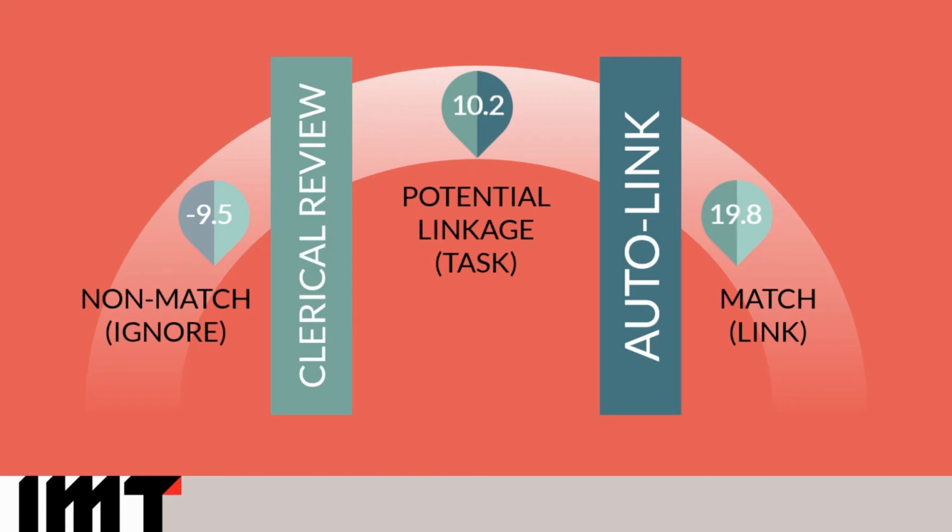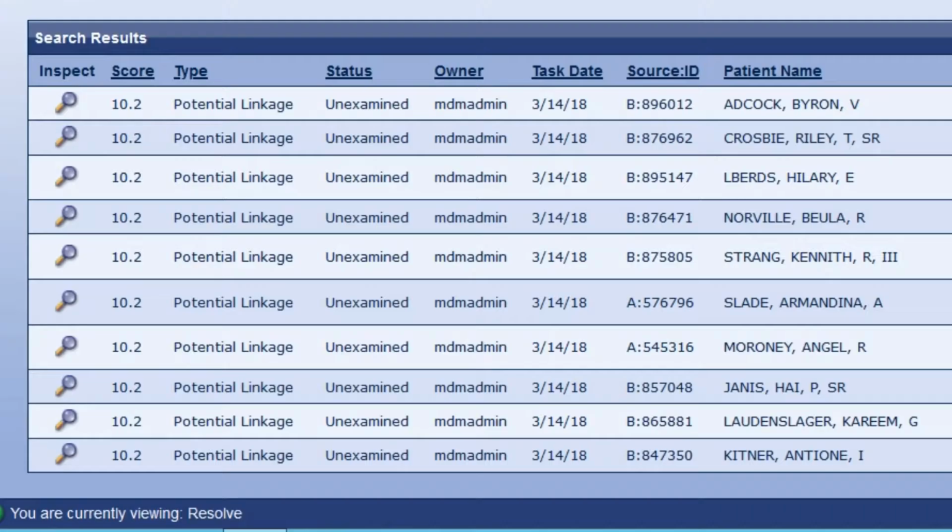So that first group that we compared, that negative 9.5, clearly not the same person, it's a non-match and we ignore it. The records that were exactly the same, clearly a match, because it scored a 19.8, that's high enough for us to link, and we go ahead and consider it the same. But it's these cases where they fall in the middle that we need to review as a potential linkage. So let's head to Inspector and take a look.